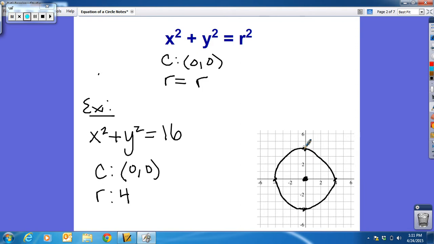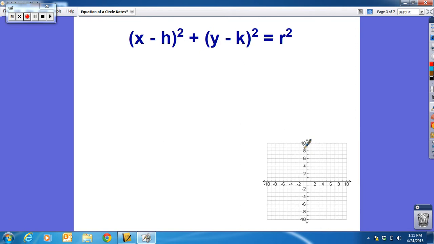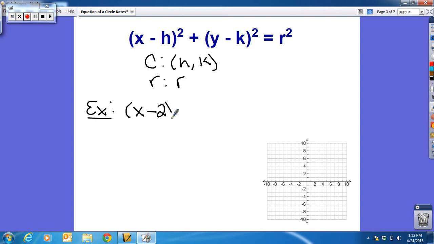Now it is going to get a little bit more complicated here, this next type of equation. So this is if the center is not at 0, 0. So when the center is not at 0, 0, here is what you would do. Your center is equal to h, k, and your radius is still r. So I'm going to give you another example here. The example is going to be if I have x minus 2 squared plus y plus 5 squared equal to 9. So your first step is to be able to find the center.